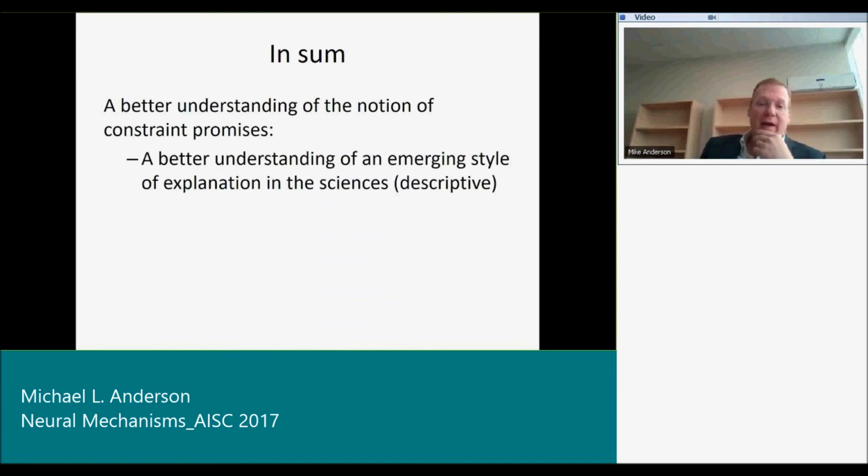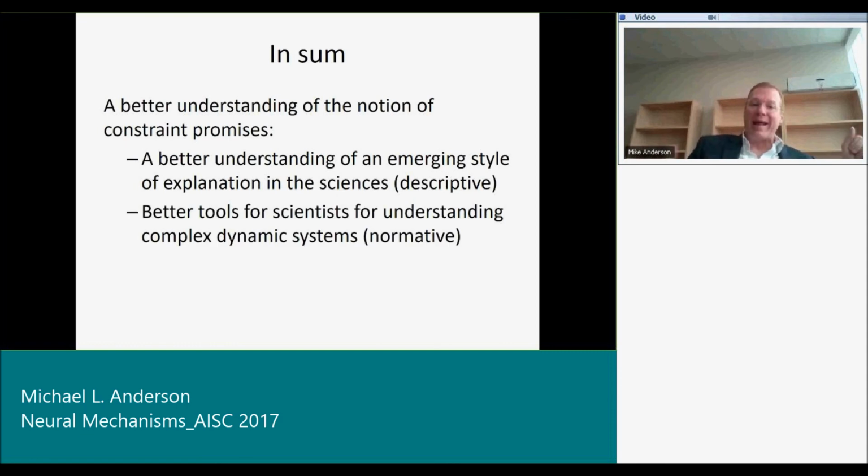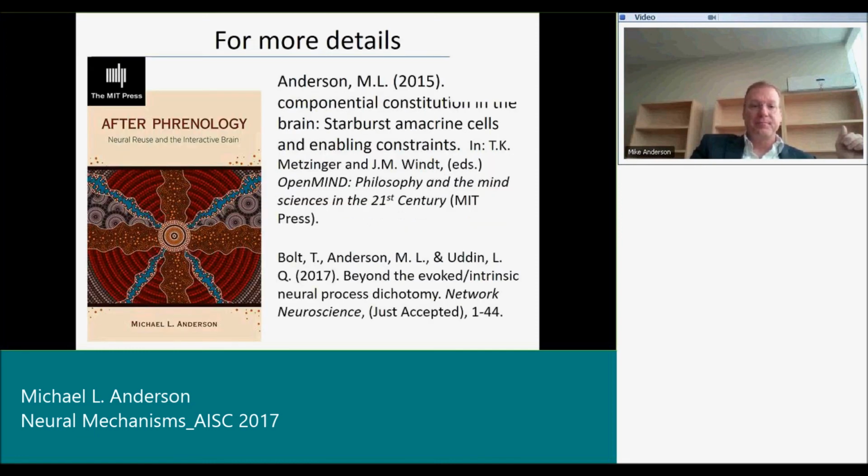So, I think this is almost my last slide here. I think that a better understanding of the notion of constraint and how constraint operates in the brain promises a better understanding of a kind of explanation in the sciences. So this is a descriptive project. But I think it also leads to the development of better tools for scientists for understanding complex systems. It's also a reformative project. This is what we should be doing instead of continuing to look for functional mapping. Again, this is just that slide again.